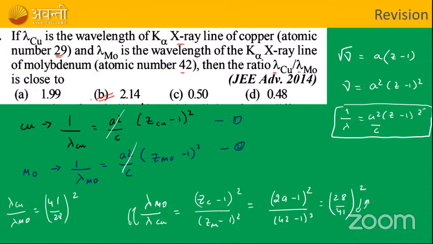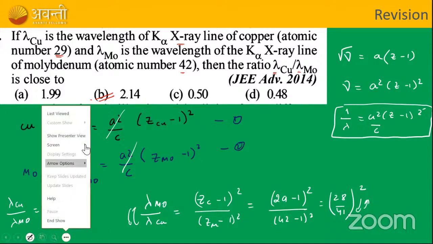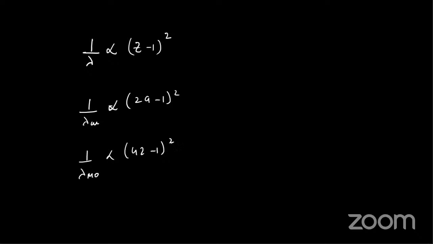Yeah. So this is how you do it, students. It's very simple. So I'll show you once again, so pay attention. Okay. So which is 1 by lambda, we can solve it in this way. 1 by lambda is proportional to z minus 1 square. Very simple. Therefore, 1 by lambda of copper is proportional to 29 minus 1 square, and 1 by lambda of molybdenum is proportional to 42 minus 1 whole square. So this is how I do it.